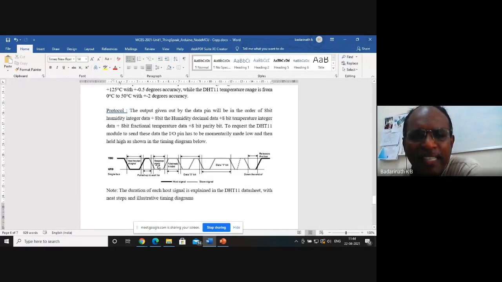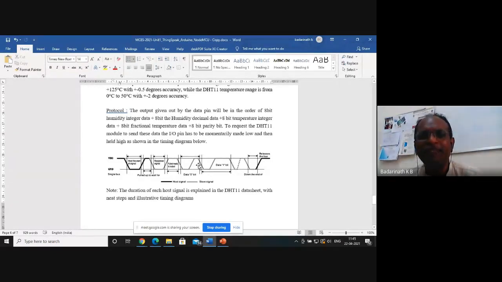Immediately, it gives a response signal and then sends the complete digital data, and then it releases the bus. So this is the protocol used between the DHT11 and any master. First the master should initiate the transfer, then the slave will give the response, and then the data in the digital format will be sent and then release the bus.